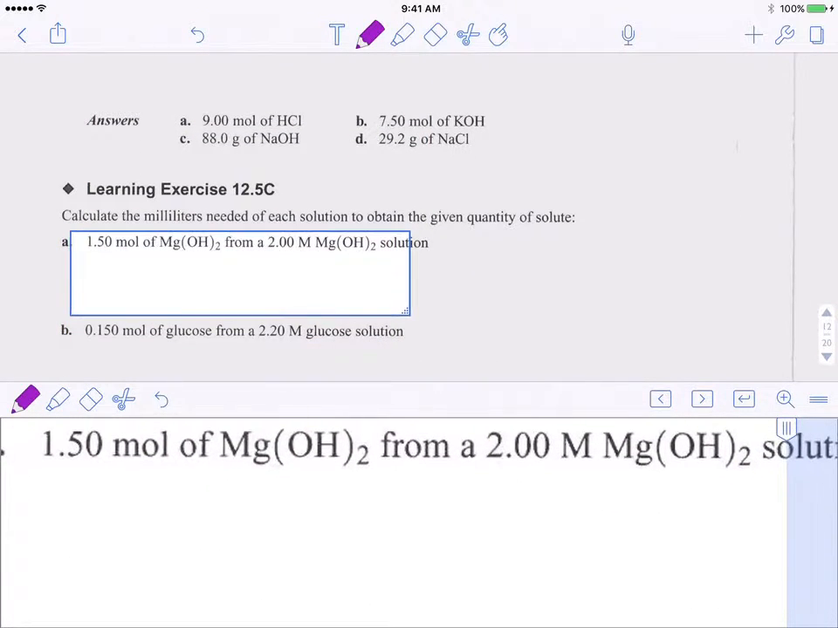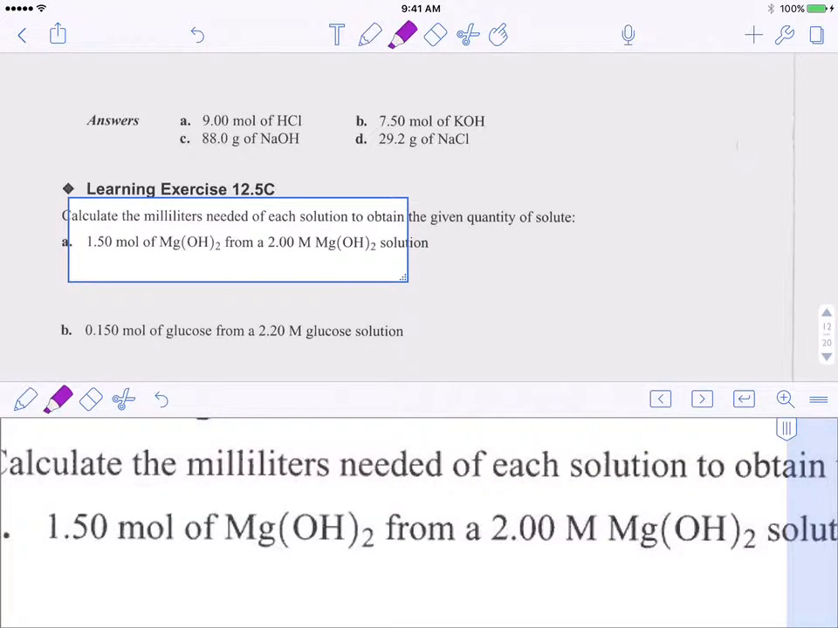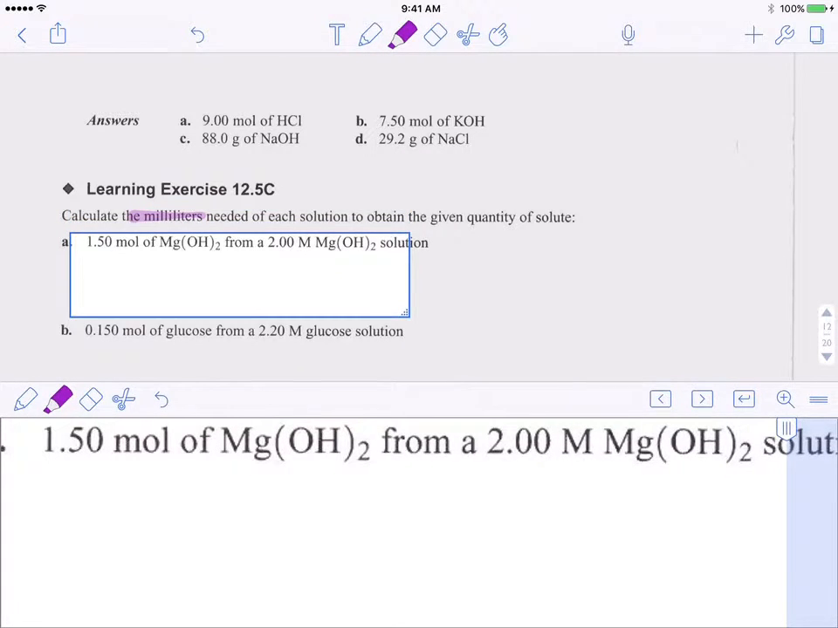12.5c. Calculate the milliliters needed in the solution given the quantity of the solute. Alright, so now I'm going to go the backwards way. I'm given moles and I'm finding liters. Not just liters, I'm finding milliliters. Oh man, that's a tough question. So, let's see here. Let's start with what we're given.